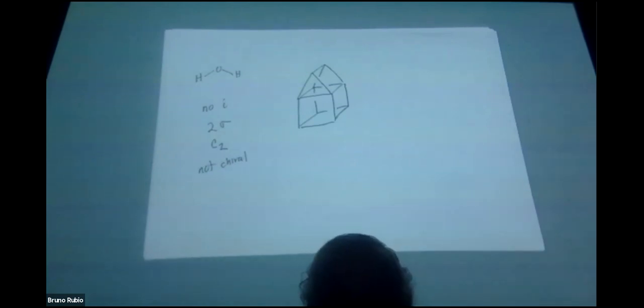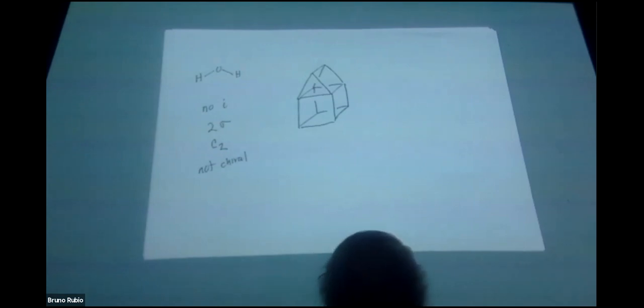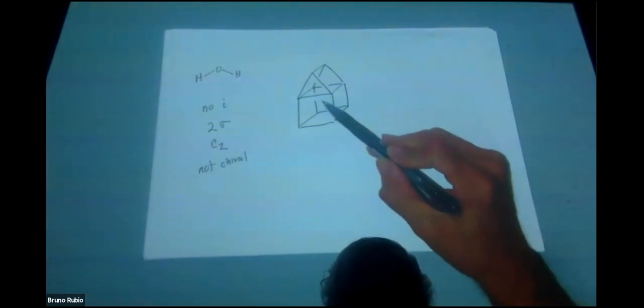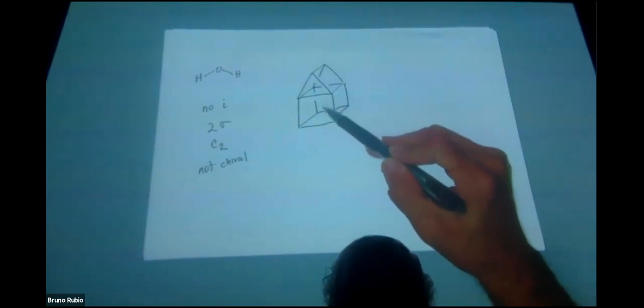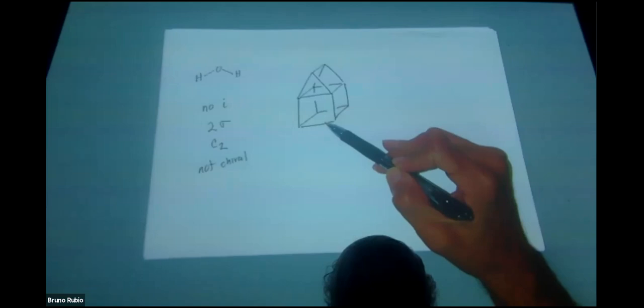So does housane have a center of symmetry? You're here at the center of the molecule. You look up, you see the roof. You're here at the center of the molecule. You look down, you also see the roof.